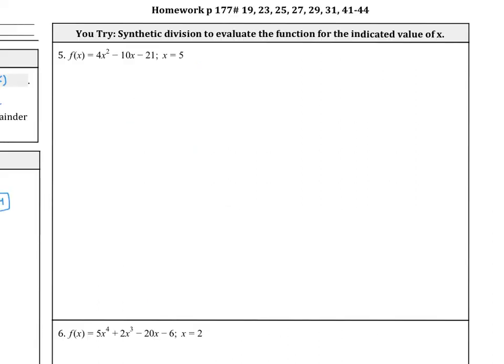Next, we are going to do question number 5, you try problem, and we are going to use synthetic division to solve for f of 5. First, we are going to write a half rectangle and use 5 as the x value. Now we are going to write down the coefficients of the function. The coefficients are 4, negative 10, and negative 21. So we are going to write them over here.